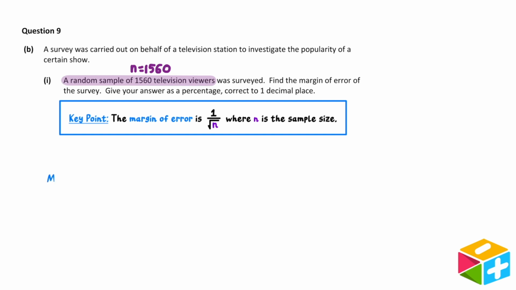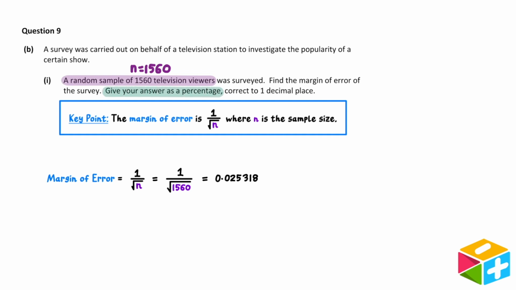Subbing this in, we see that the margin of error is 1 over the square root of n, which becomes 1 over the square root of 1,560. Typing this in our calculator gives us an answer of 0.025318.